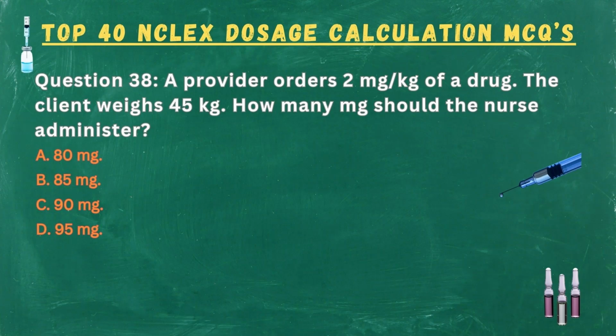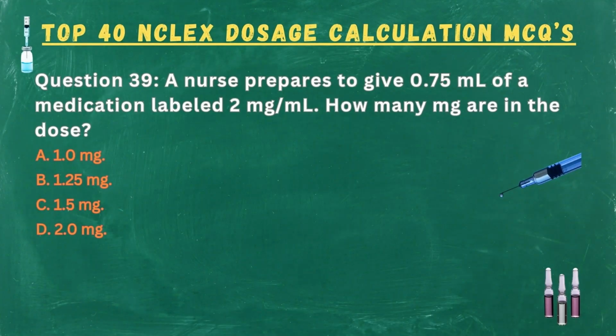Question 38. A provider orders 2 milligrams per kilogram of a drug. The client weighs 45 kilograms. How many mg should the nurse administer? A. 80 milligrams. B. 85 milligrams. C. 90 milligrams. D. 95 milligrams. Answer: C. 90 milligrams.